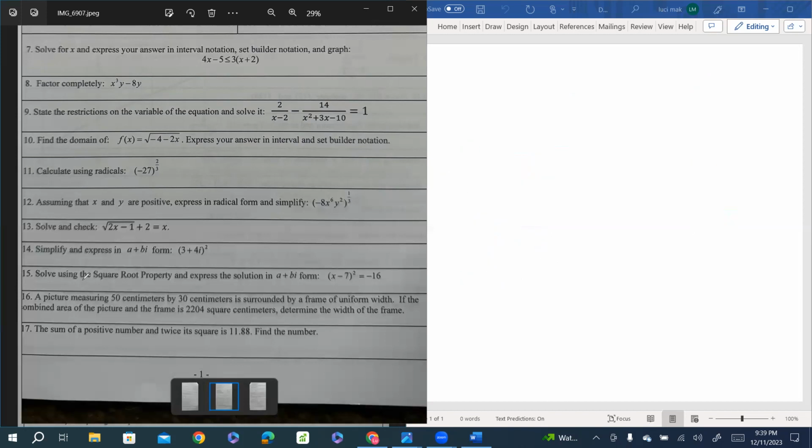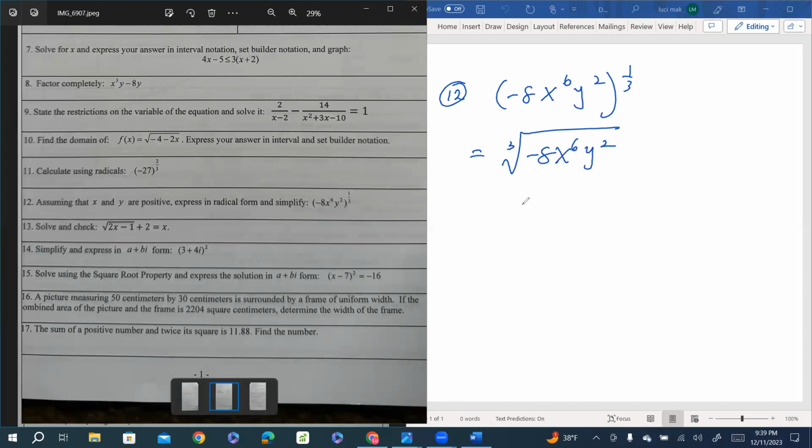All right, so question number 12. We have (-8x^6 y^2)^(1/3). So now we want to express this as a radical first. Again, as I mentioned to you, the denominator is the index, so it's the cube root of -8x to the 6th, y to the 2nd power.